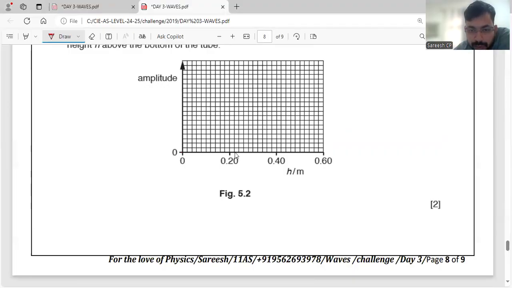So 0.2. So this is 0.30. At 0.30, it should become 0. So the amplitude, maybe I can say that it goes like this, a straight line. If I start from here, a straight line, then it becomes 0. From here it goes again. It should be the same over here. That is how it should be drawn.